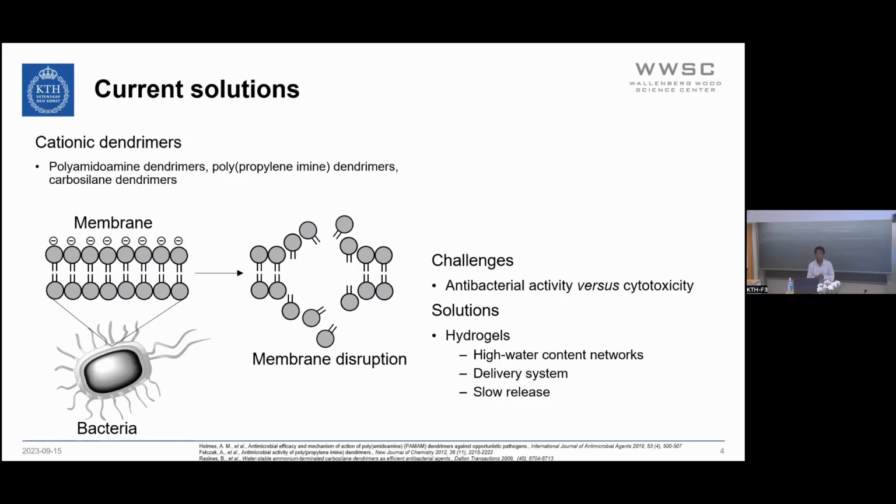One of the ways that we can slow down the potency of our antibacterial materials is by using hydrogels. If we can incorporate the active compounds within the hydrogels and use them as a delivery system, maybe we can slowly release the active ingredient and thereafter decrease the cytotoxicity.